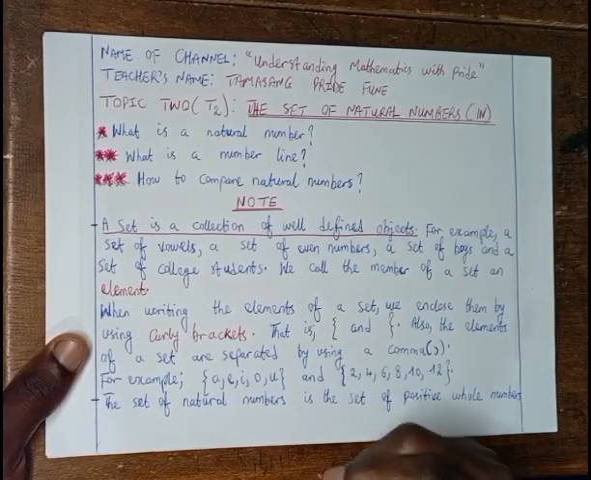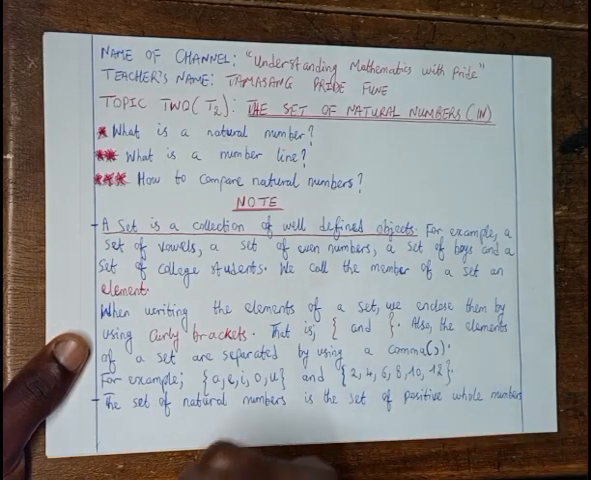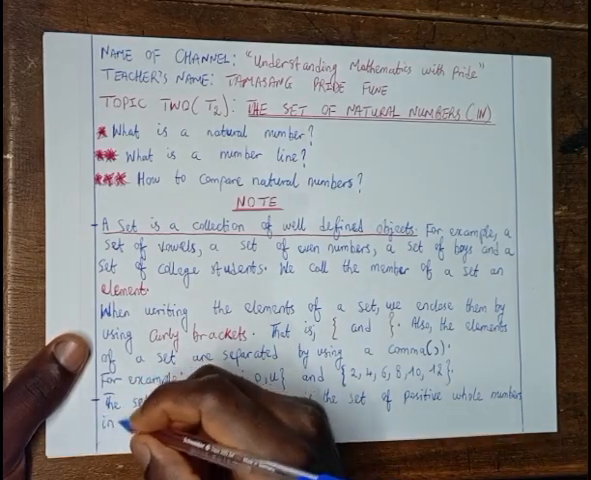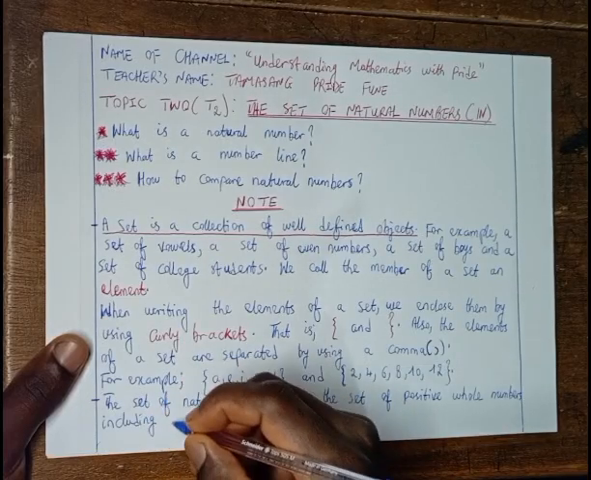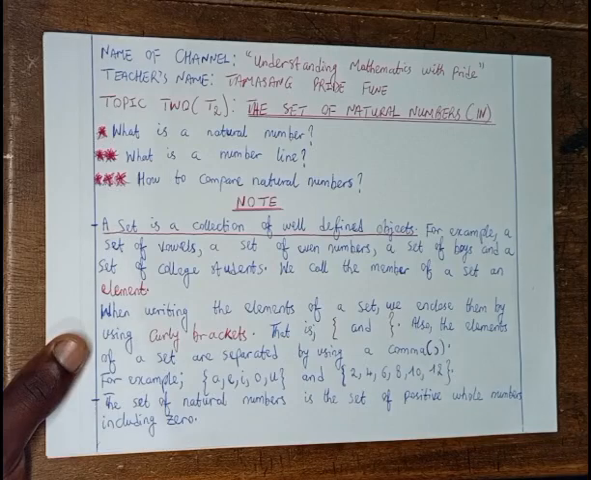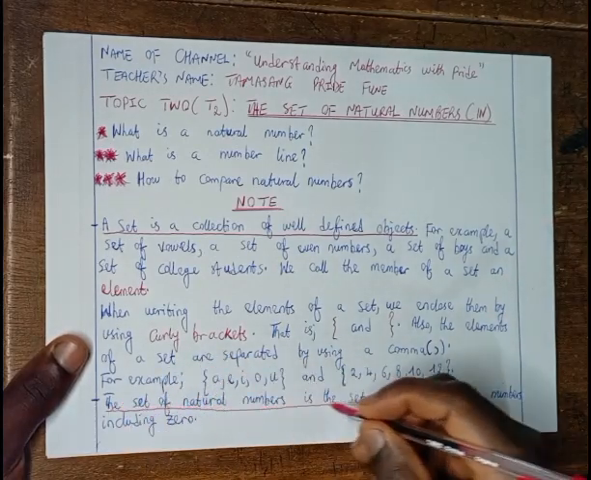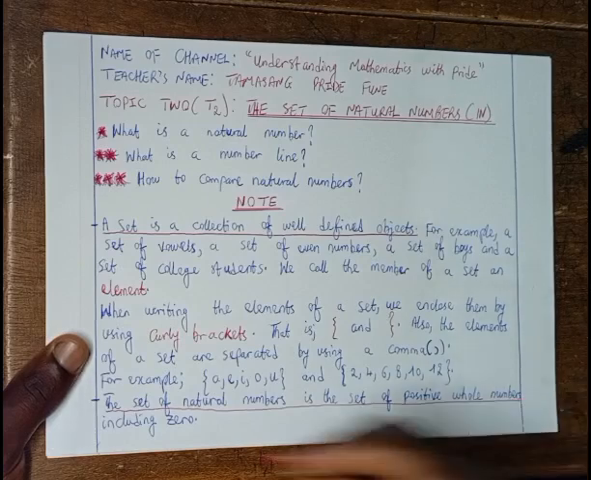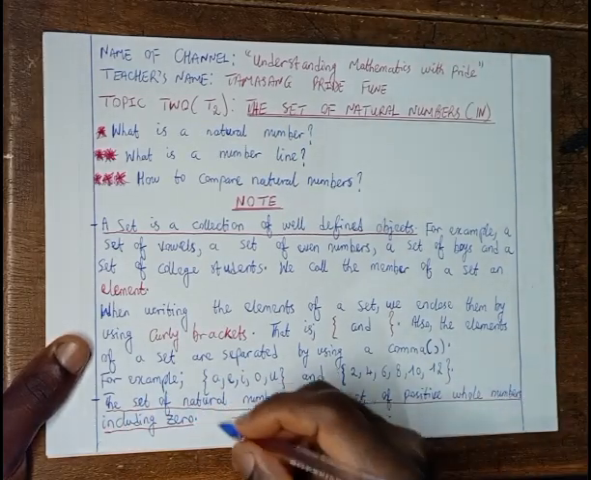When we talk of whole numbers, that means those numbers in which the fractional part is 0. Positive whole numbers including 0. I'll underline this definition. It is very important. So you take note of this definition. So 0 is a natural number.